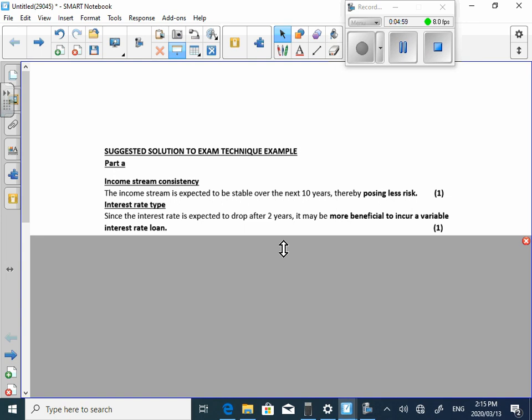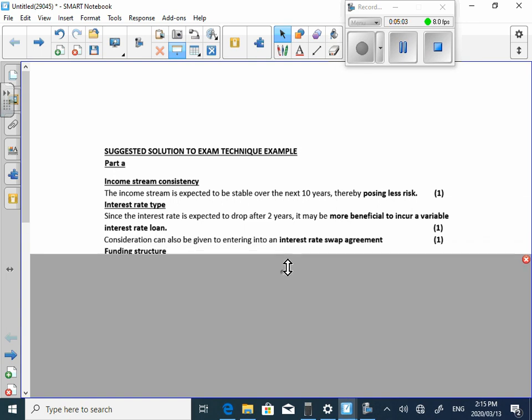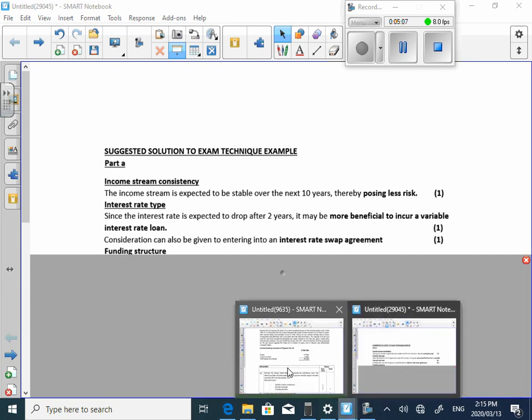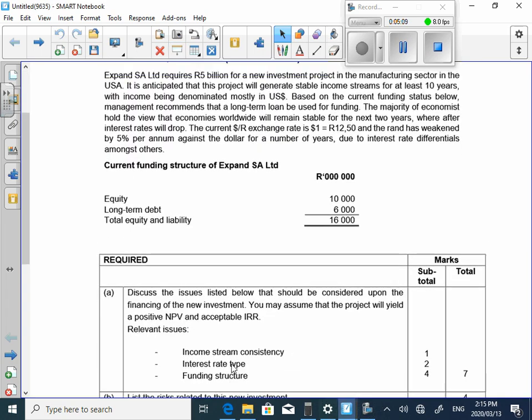If you don't have interest on your debtors, what you can do is an interest rate swap. Looking at the solution, interest rate swap. Moving on. Next one. Asking you to discuss funding structure.